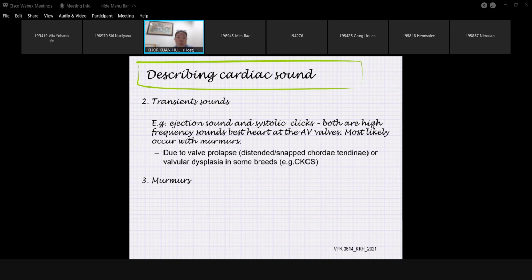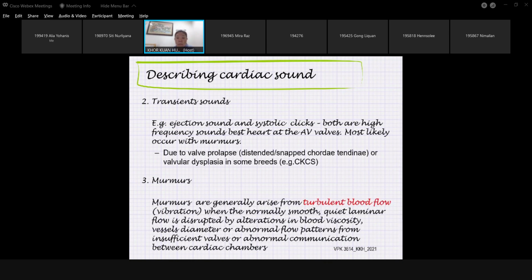Okay? When you hear a murmur, murmurs happen because of turbulent blood flow. Okay, so just now I said thrills, isn't it? That you could feel for vibration on the chest itself. All right, so when you auscultate, the description or the name is called a murmur. Okay, vibration, so turbulent blood flow in the left atrium actually, when the normally smooth or quiet laminar flow is disrupted by alteration in blood viscosity, or there is a vessel's diameter that has changed, or there's an abnormal flow pattern from insufficiency of the valves, or maybe there's an abnormal communication between the cardiac chambers.